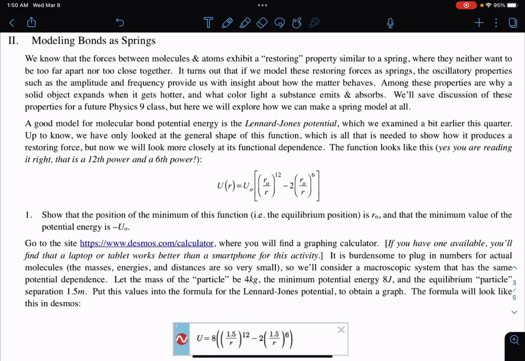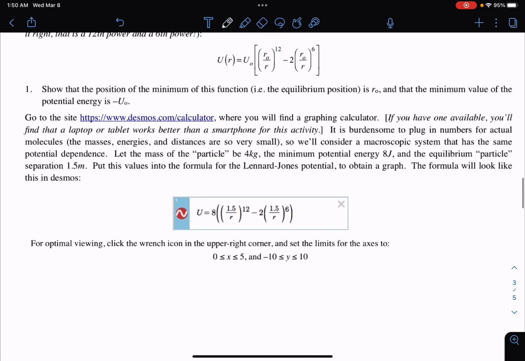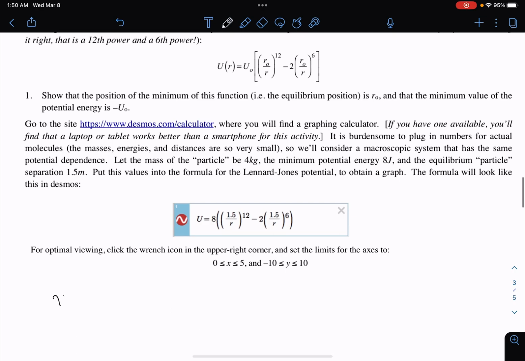Let's look at part 2. In part 2, we have this formula for the Lennard-Jones potential, and to find the minimum point, we can just let x be r naught divided by r to the power of 6, because in this case the potential energy will just be x squared minus 2x, and we know that this has a minimum at x equals 1 because we can rewrite it like this.